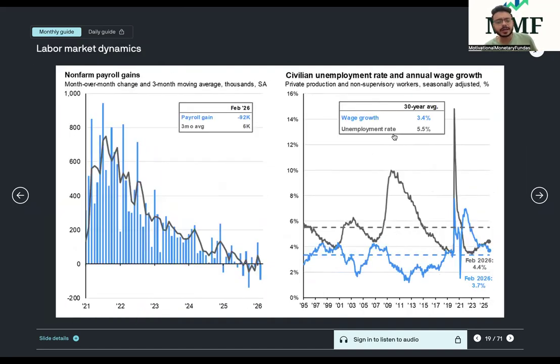The average wage growth in the past 30 years has been 3.4%. Currently it stands above that at 3.7%. The average unemployment rate for the past 30 years has been 5.5%. We currently stand at 4.4%. But again, this number has been increasing, and that's a problem in the US. The wage growth has been declining, and the unemployment rate was somewhere closer to 3.8, 3.9% last year. It has edged up to 4.4% now. Again, a problem.